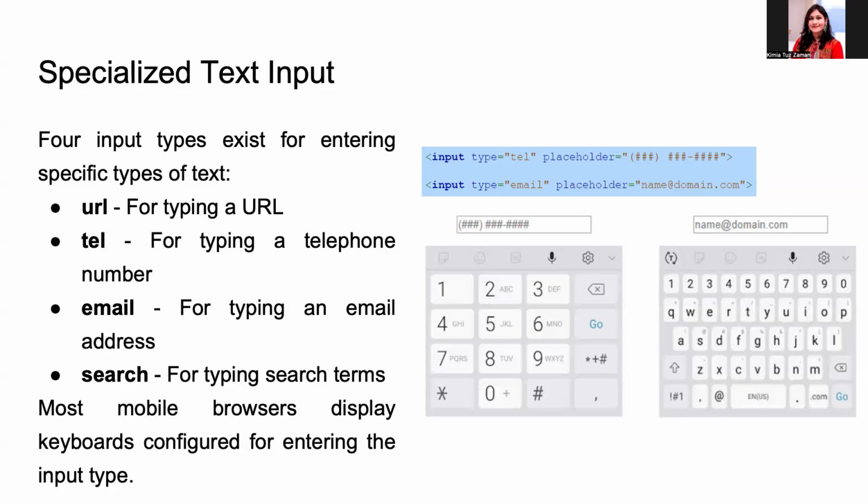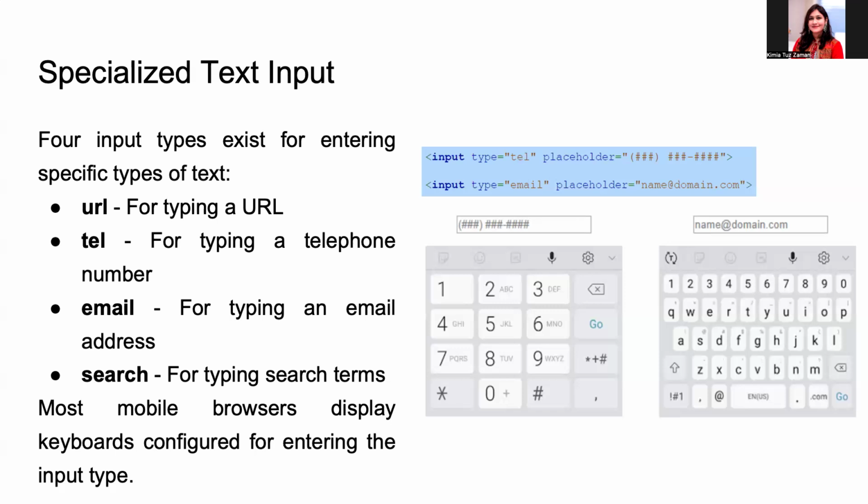What's really interesting is how mobile browsers respond to these input types on a phone. If you use type equal to tel, the browser automatically displays a number keypad, making it much easier to type a phone number. Similarly, when the input type is email, the keyboard includes a handy key like the at sign and .com. So users don't have to hunt for them.